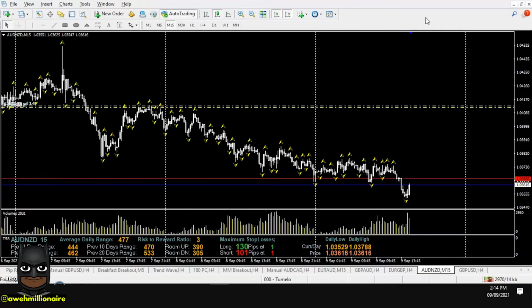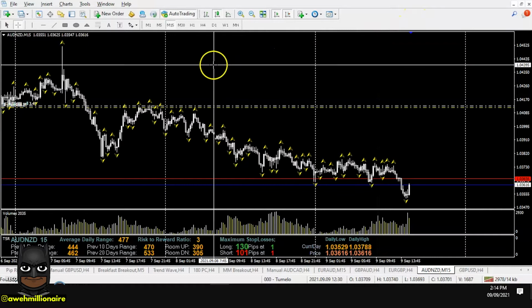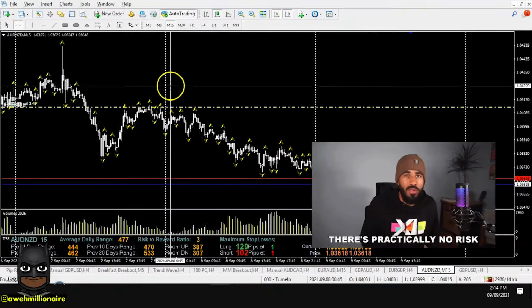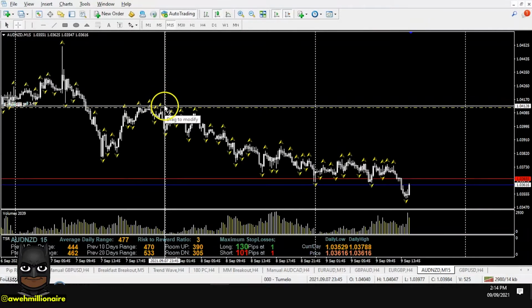Today's trade of the day is AUDNZD, Australian dollar, New Zealand dollar. I am risk free on this one. Stop loss is at break even. I sold Aussie Kiwi and I'm milking this move for as many pips as I can.